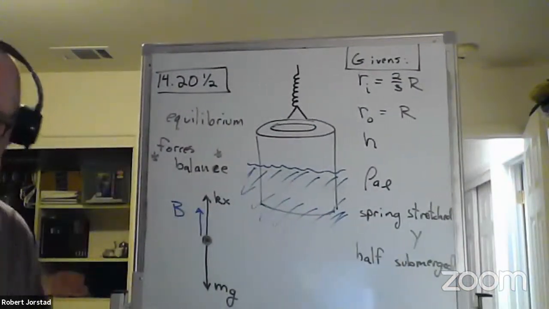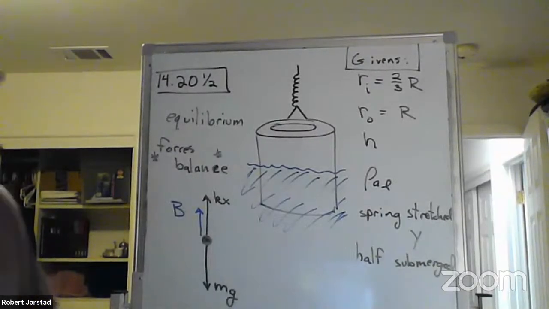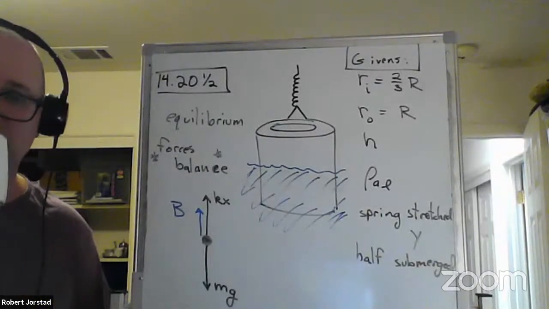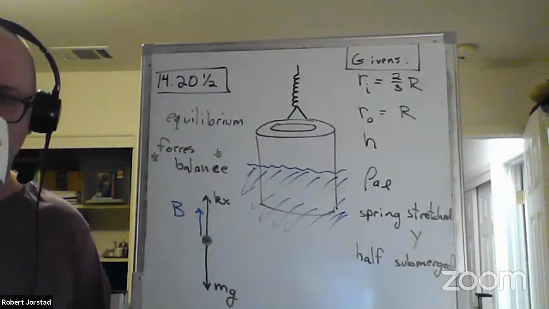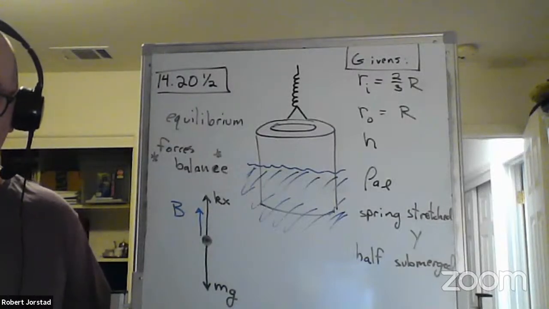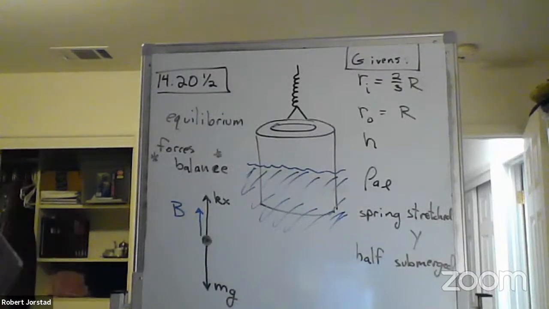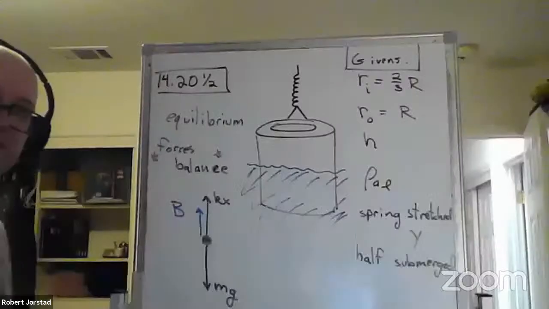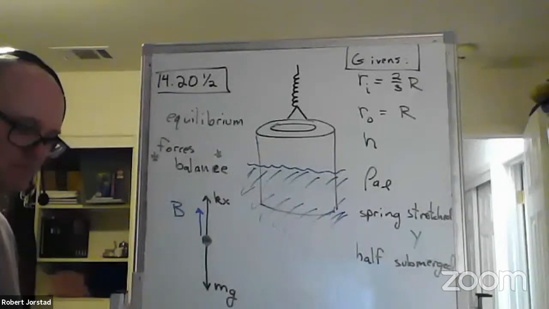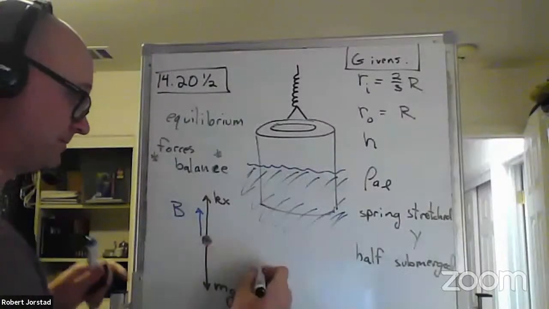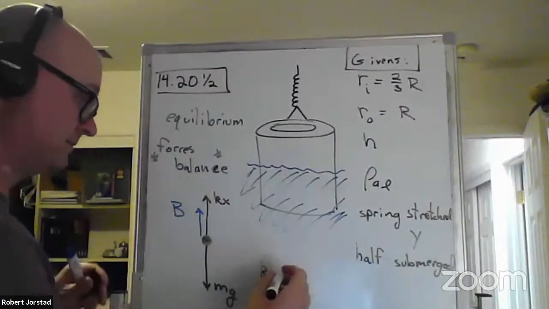Let's pass it off. Jesse contributed there. Gonzalo's contributed here. Somebody else want to give it a shot? What might we do next? Sum of forces equation. Yeah, so what would that be? Kx plus b minus mg equals 0.